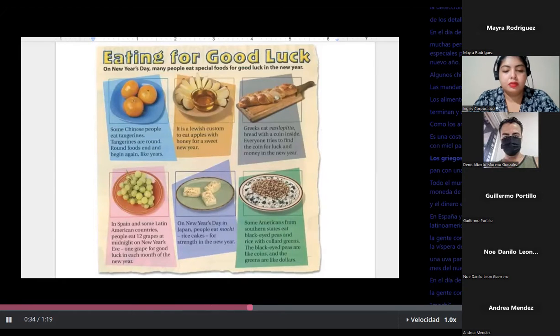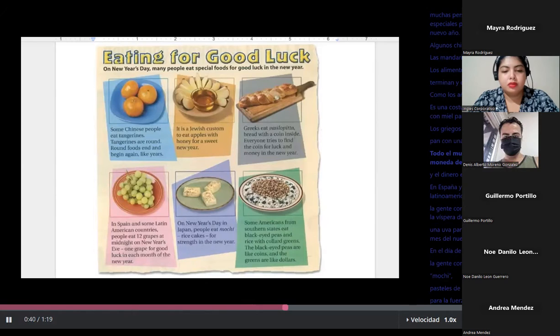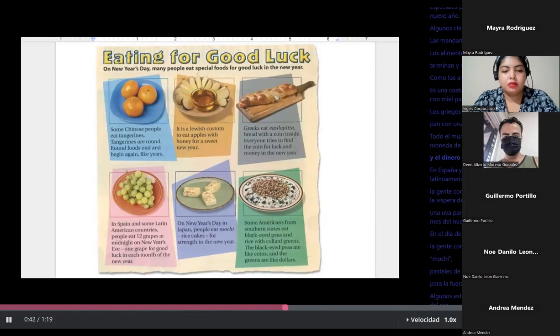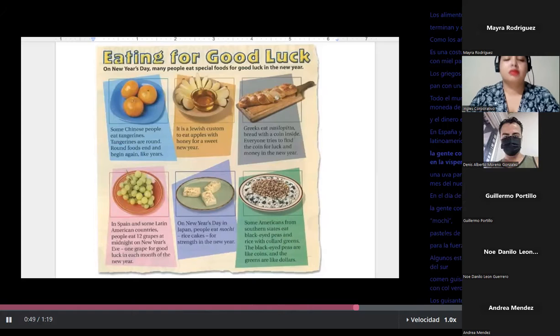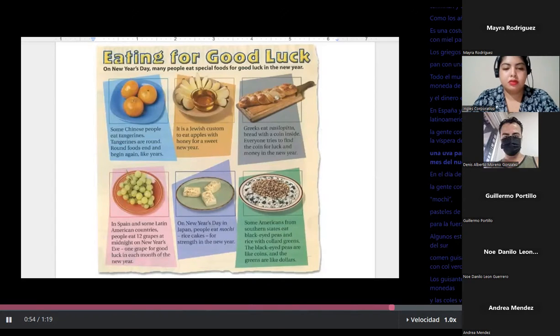Greeks eat vasilopita, bread with a coin inside. Everyone tries to find the coin for luck and money in the new year. In Spain and some Latin American countries, people eat 12 grapes at midnight on New Year's Eve. One grape for good luck in each month of the new year.